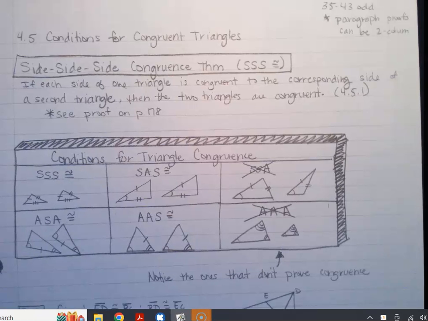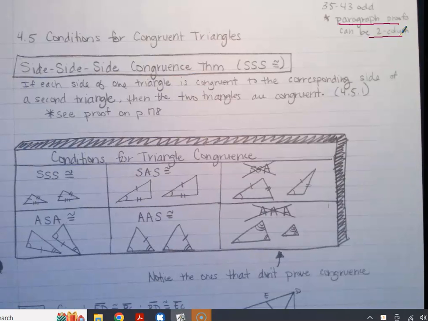All right, so 4-5 in geometry is conditions for congruent triangles. Before we get started, I want to point out, in your homework, if it tells you to do paragraph proofs, you can make 2-column. You don't have to do a paragraph proof. If you want to do the paragraph proof, that's also fine. But whichever way you want to do it is totally okay with me.